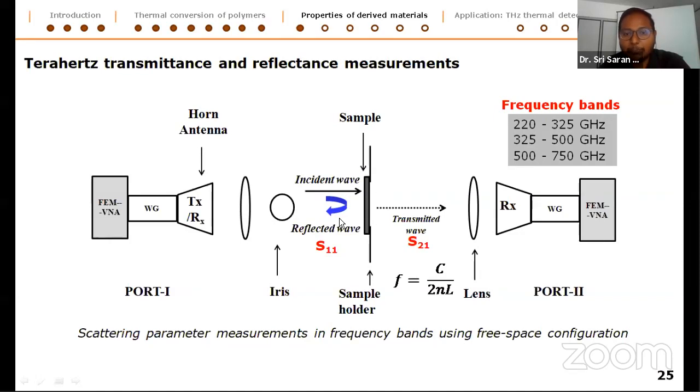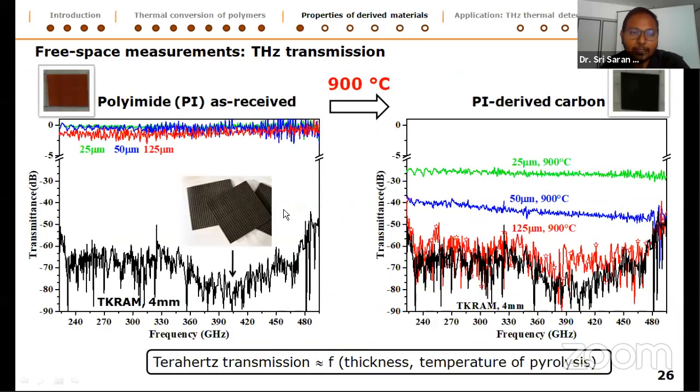So coming to the terahertz measurements, we place the sample and we measure the reflectance and also the transmittance using a vector network analyzer during these bands. What you can notice is the polyimide that we have taken of different thicknesses, 25, 50, and 125, they are transparent. And this is the commercial absorber, a TK-RAM, which is available as a terahertz absorber.